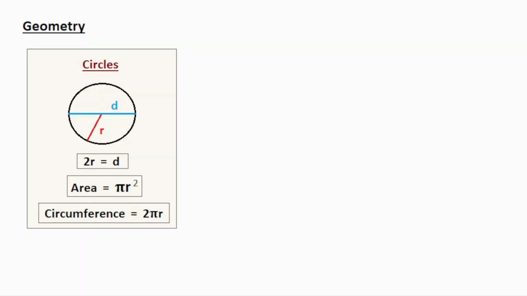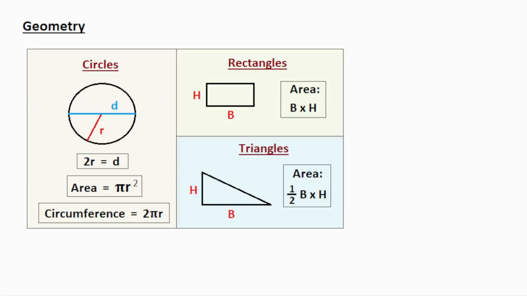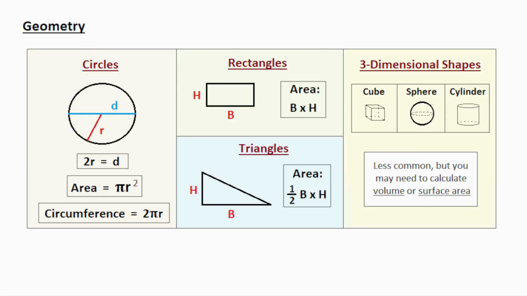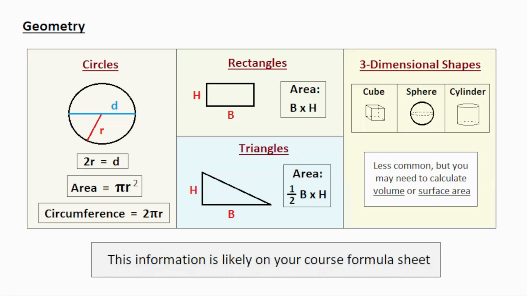Next, looking at geometry. For circles, you'll want to know the difference between a radius and a diameter. You may need to calculate the area or the circumference of a circle. Both of the formulas included are related to radius r. For rectangles and triangles, you may need to calculate the area of them. B and h stand for base and height, respectively. And for 3-dimensional shapes, like cubes, spheres, or cylinders, you may need to calculate volume or surface area, and all of this information is likely on your course formula sheet.